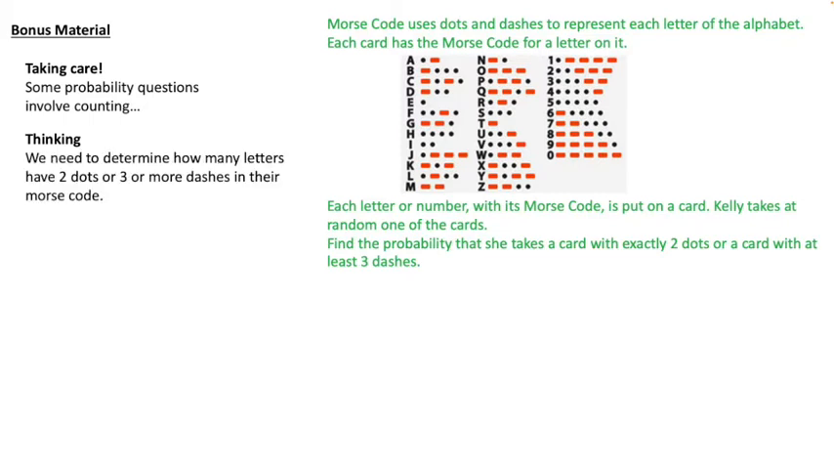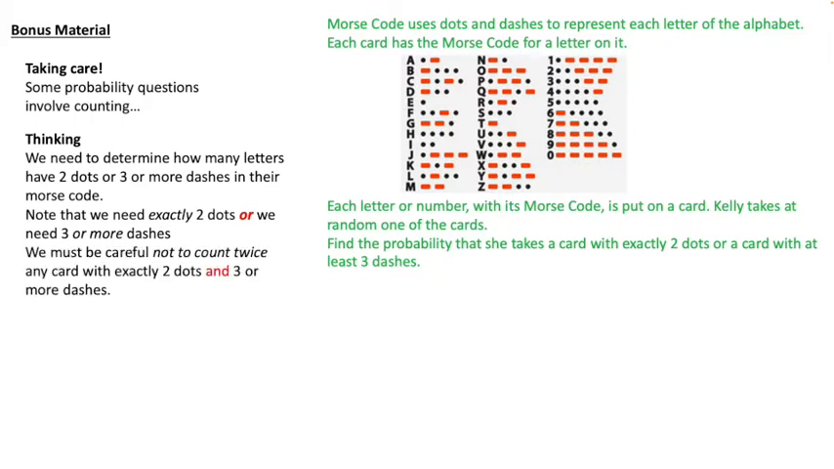So that means we need to determine how many of the letters or numerals have 2 dots or 3 or more dashes in their Morse code. Now notice that we need exactly 2 dots or we need 3 or more dashes. Now in mathematics, or means and/or. So cards that have exactly 2 dots and 3 or more dashes need to be included, but we must be careful not to count them twice. So any card that has exactly 2 dots and 3 or more dashes, we need to only count them once. And our best bet is to work systematically.